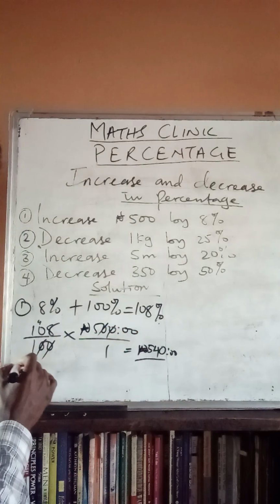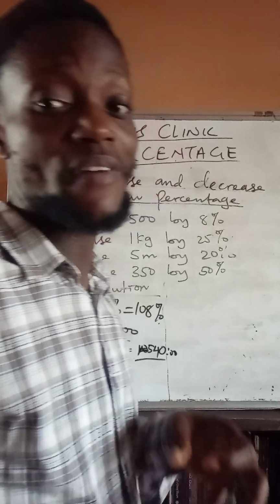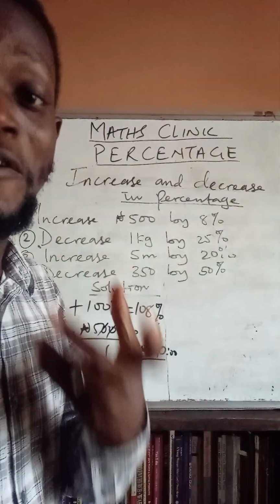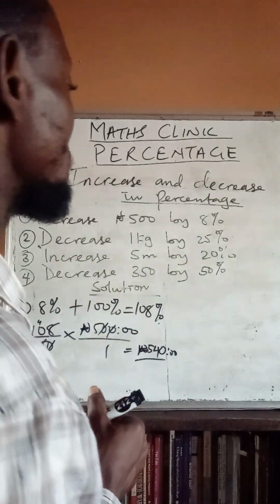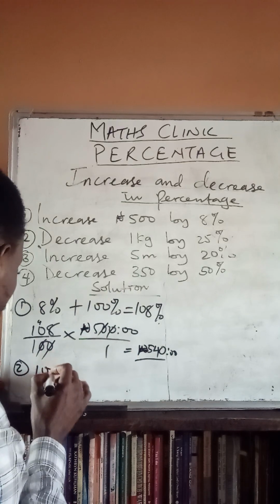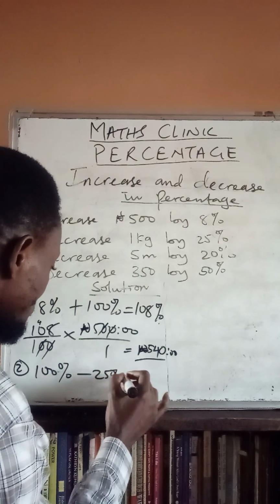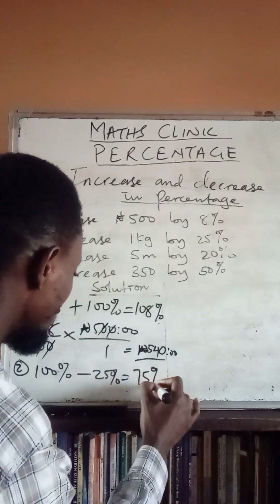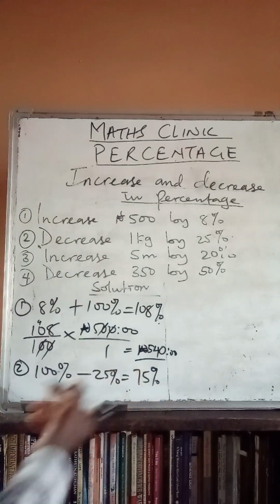Okay, now number 2. Number 2 says decrease 1 kilogram by 25%. Whenever you hear decrease, it means you are going to be taking the number in percentage away from 100%. So 25% will be taken away from 100%. So we have 100% minus 25%, and that will give us 75%. So we are working with this 75%.